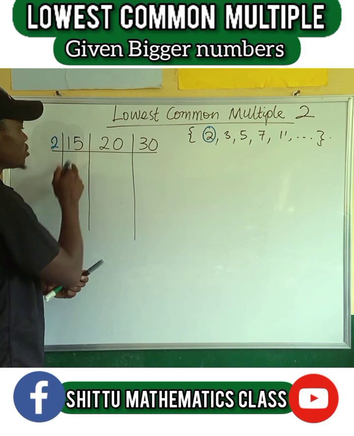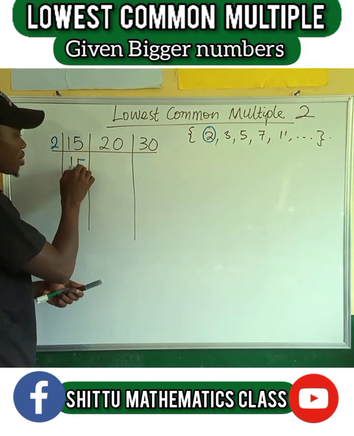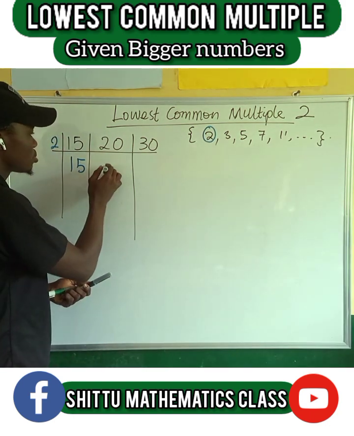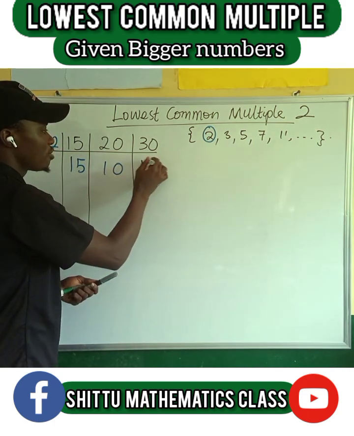So let's say we use 2 here. 2 in 15, we have a remainder, so you keep this 15 like this. 2 in 20, we are going to have 10. 2 in 30, we are going to have 15.